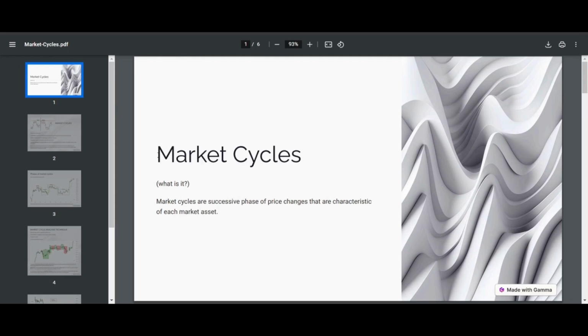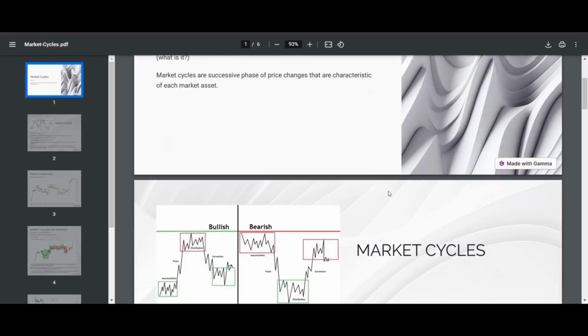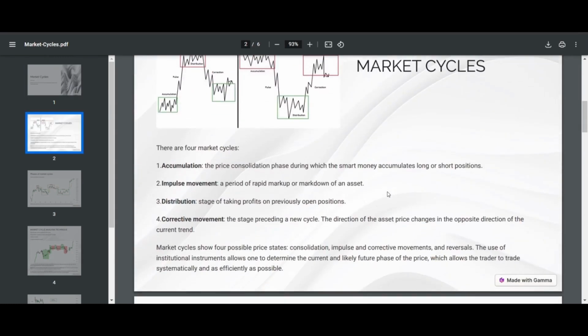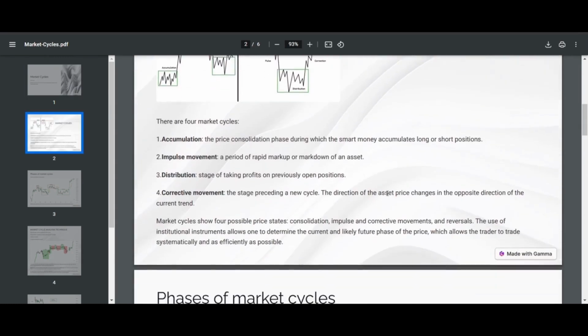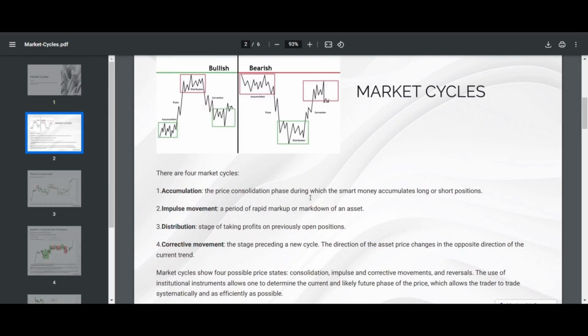Market cycles. What are they? Market cycles are successive phases of price changes characteristic of each market, asset. There are 4 market cycles. The first is accumulation. The second is impulse movement. The third is distribution. And the fourth is corrective movement.